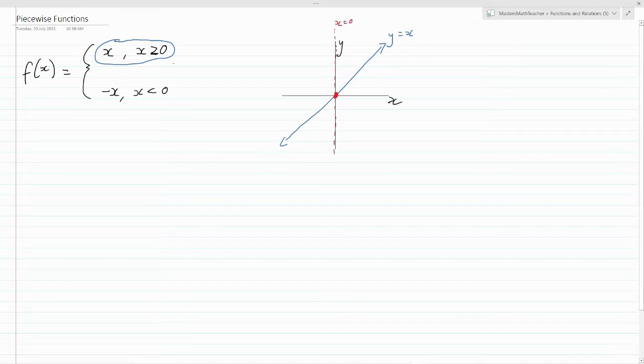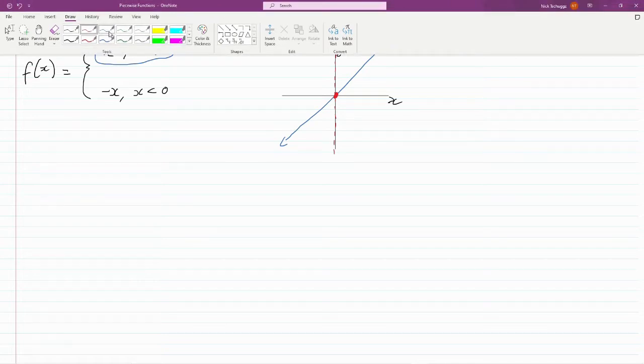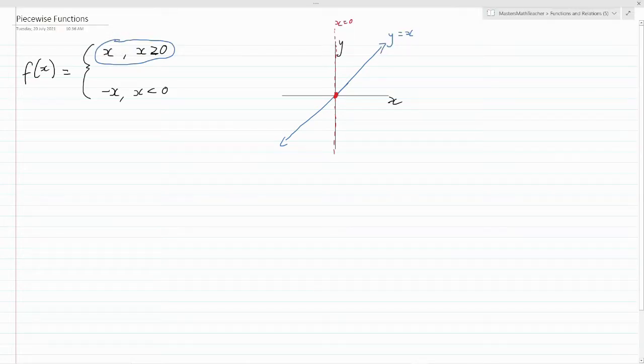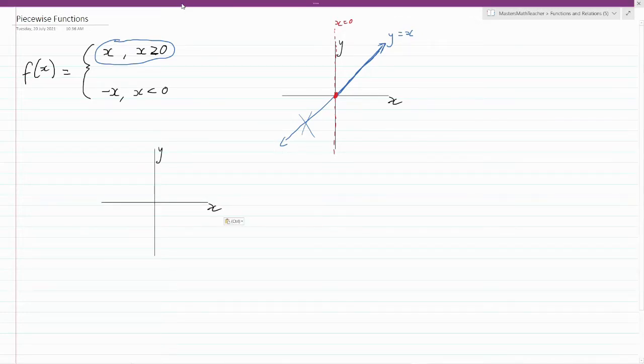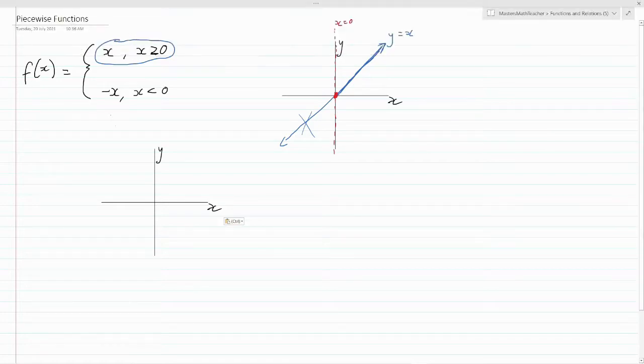So for f of x, I'm only interested in this part of the graph, the top part. The rest doesn't matter. So on my new f of x graph, in black because this is my official graph, f of x equals the blue part just here, just x greater than or equal to 0.